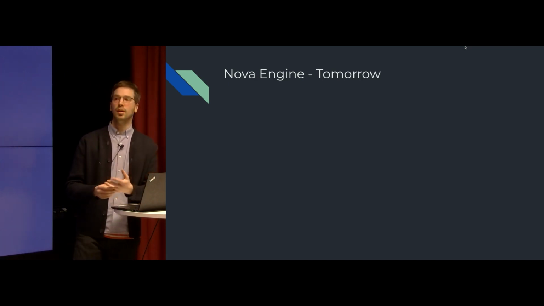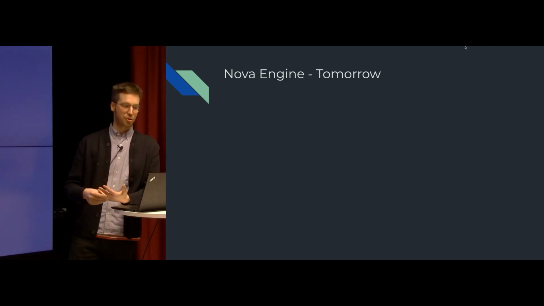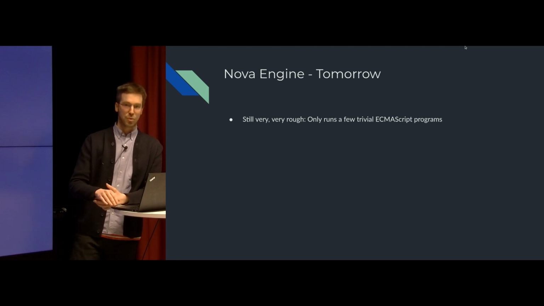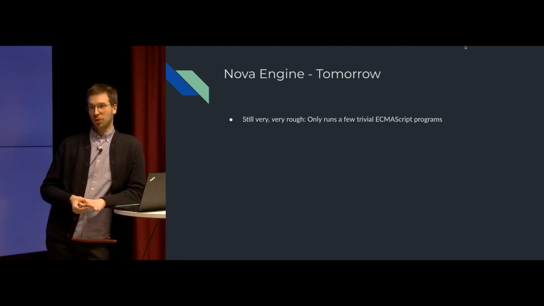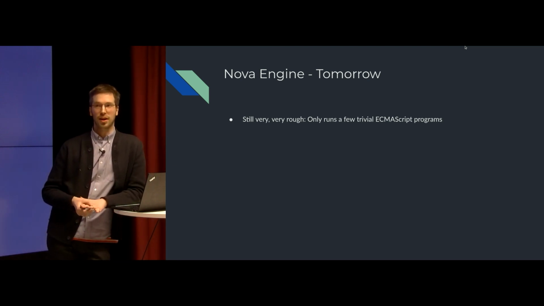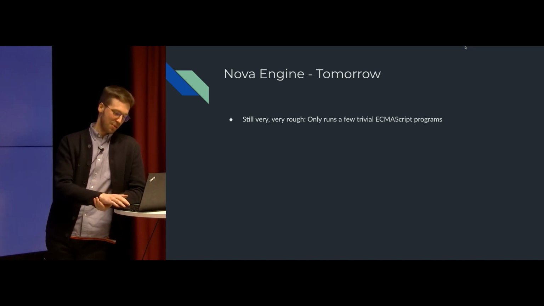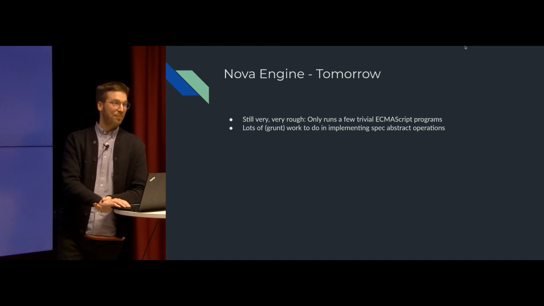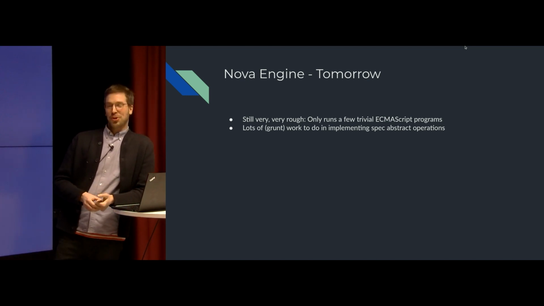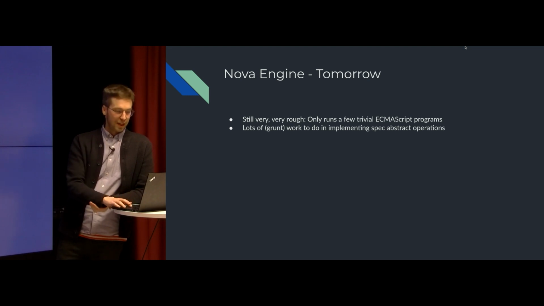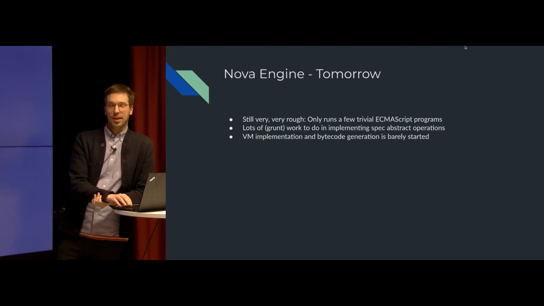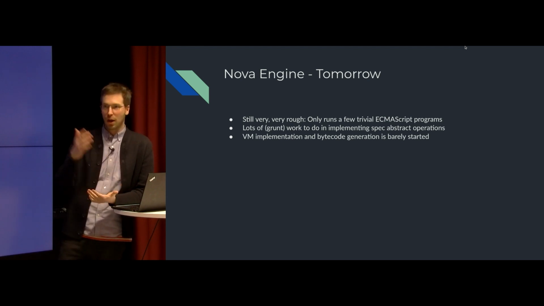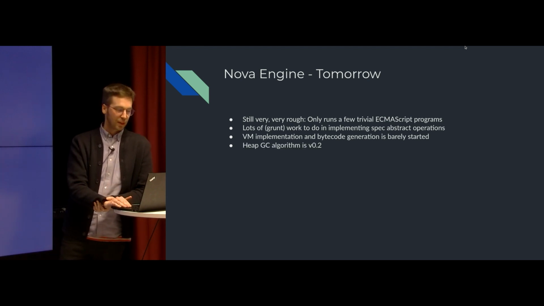So, okay. What is Nova going to be tomorrow? So we're still very, very rough. It only runs a few trivial ECMAScript programs. Still can't call functions, for instance, which is somewhat important. But there's a lot of grunt work left to do for implementing more spec abstract operations. The VM implementation and the bytecode is just barely started, which is why we can only run some trivial programs.